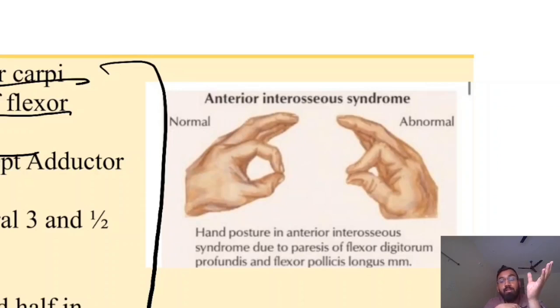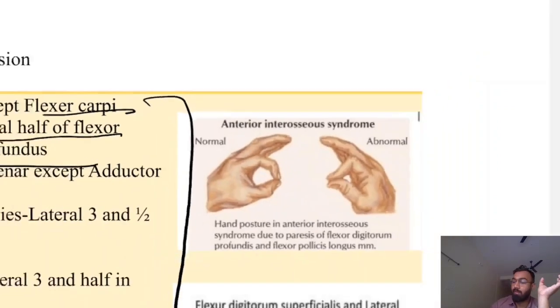So flexor pollicis longus is paralyzed now because the anterior interosseous nerve is injured, so there is no flexion of the thumb. Flexor digitorum profundus helps in flexion of the distal phalanx because it is inserted at the distal phalanx, so there is no flexion at the DIP joint, the distal interphalangeal joint. These two movements help in formation of the O. Because the anterior interosseous nerve supplies both these muscles, with injury of the nerve the patient will not be able to form the O.